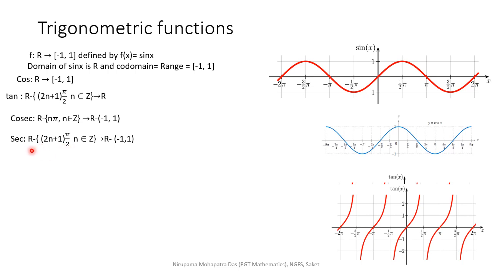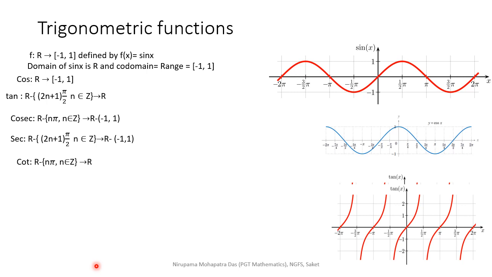Okay, so the domain of secant x is the set of real numbers except odd multiples of pi by 2, and the range is the set of real numbers except those in (-1, 1). Again, I will show this when we take the slide containing sec x and sec inverse x. And finally cot x. As you know, cot x is cos x by sin x.